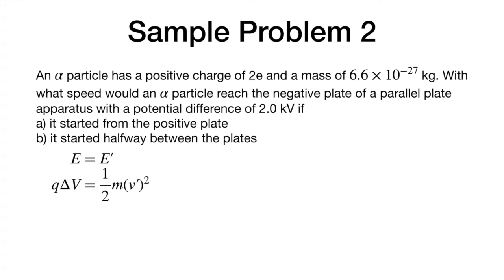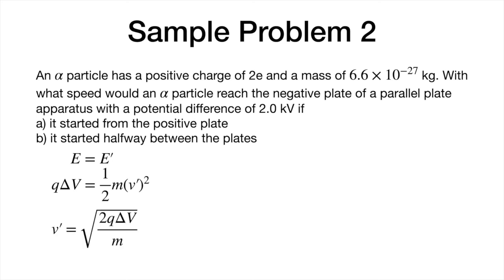Now, which is fine, but the other way of thinking about the work done in this case is just the charge multiplied by the potential difference. So this is, again, one of the nice things about a parallel plate, that the work calculation is really straightforward. On the right side of the equation, I have my kinetic energy, right? And again, that m is going to be the mass of the alpha particle, and the v prime is going to be the final speed.